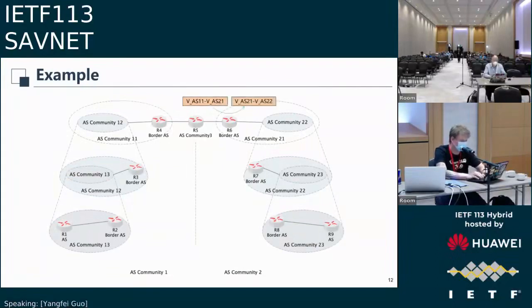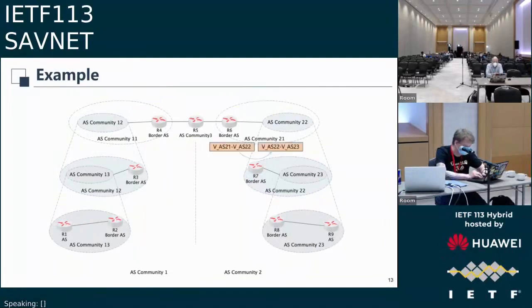Router 5 is neither the source nor the destination of the packet, so it does not need to do any processing and forwards this packet directly. After that, it reaches the destination community and border AS. Router 6 performs tag checking and replacement. The next one is router 7. Finally, it arrives at AS community 23.